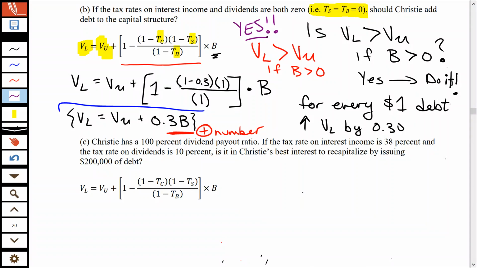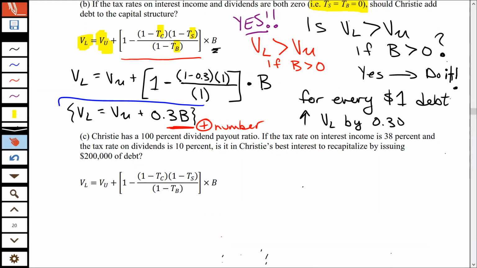And if we do so, the value of the levered firm will be greater than the value of the unlevered firm. And that's what we want to do as corporate managers, of course, which is to always maximize the value of the firm. We can maximize the value, or at least increase the value of the firm, by adding debt. Therefore, yes, we should do it. So that is how we take care of part B.